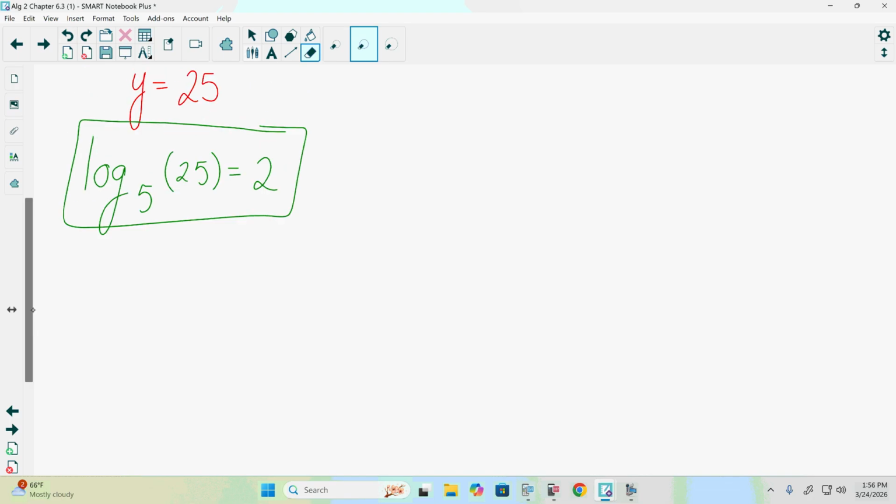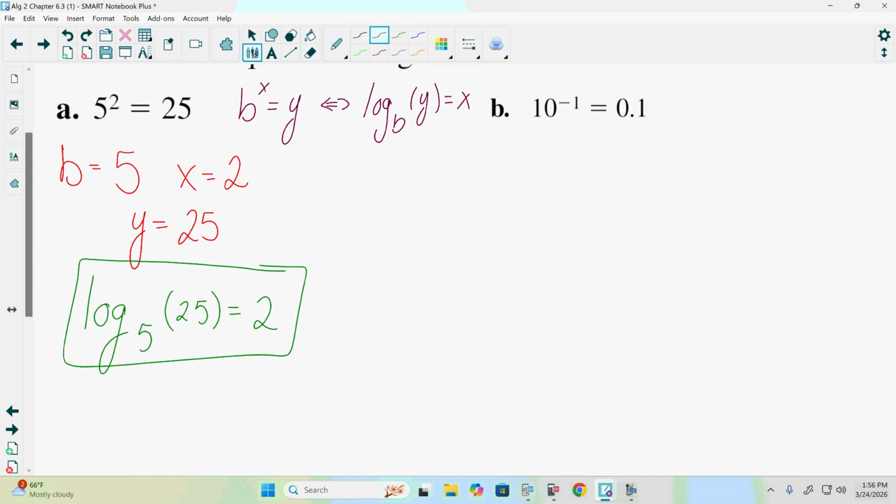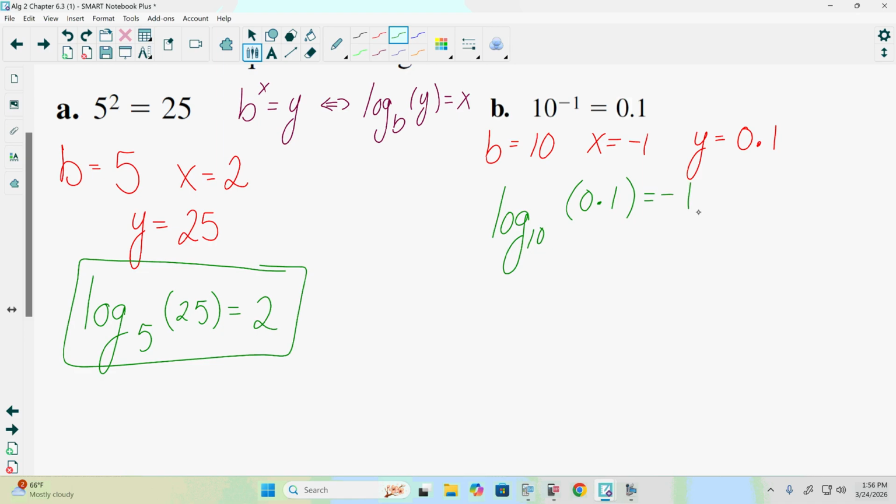Let's look at problem number B. Now, if we do our b, x, and y, for problem B, the value of b is 10. X would be -1, and y would be 0.1. So this here would be log base what? 10 of 0.1 equals -1.